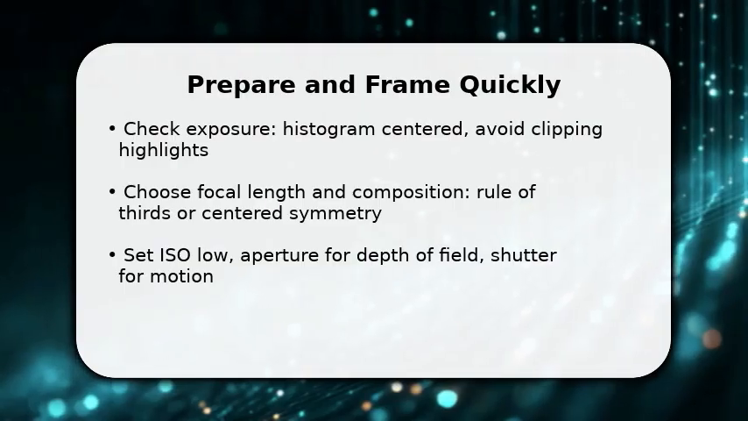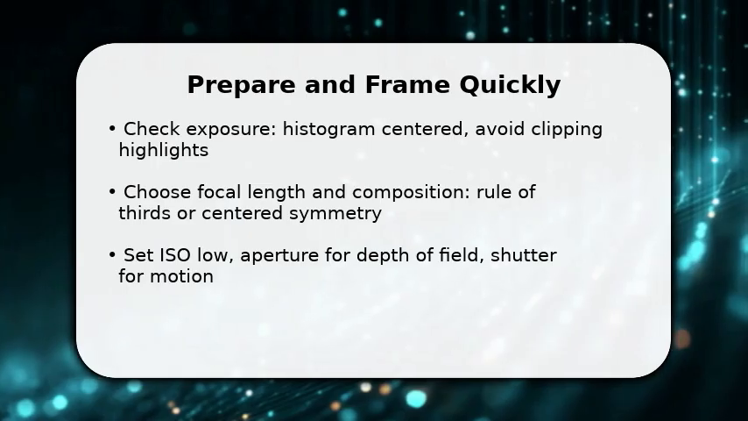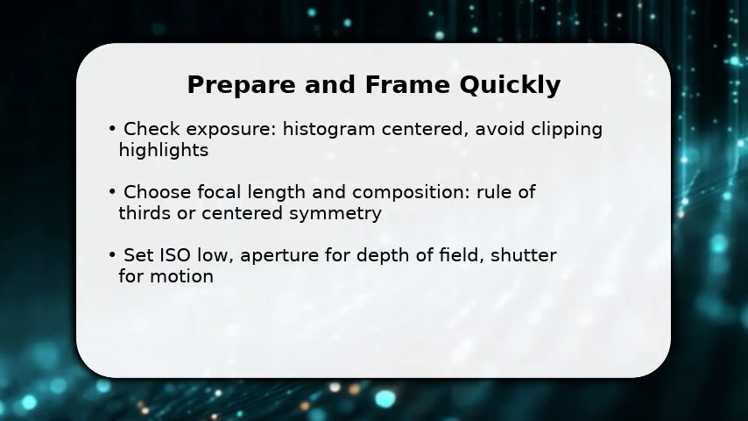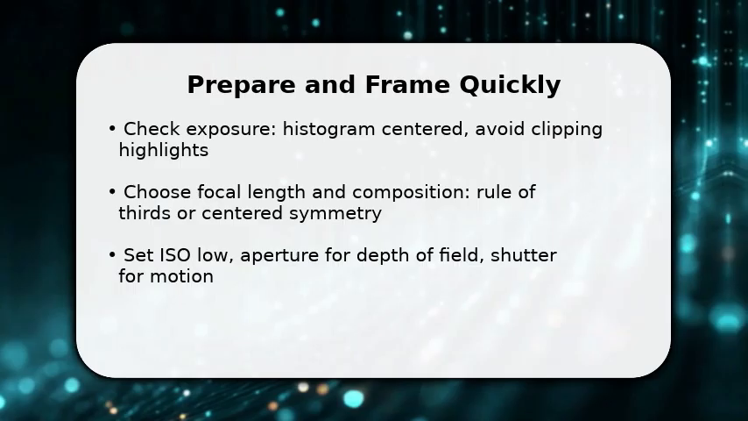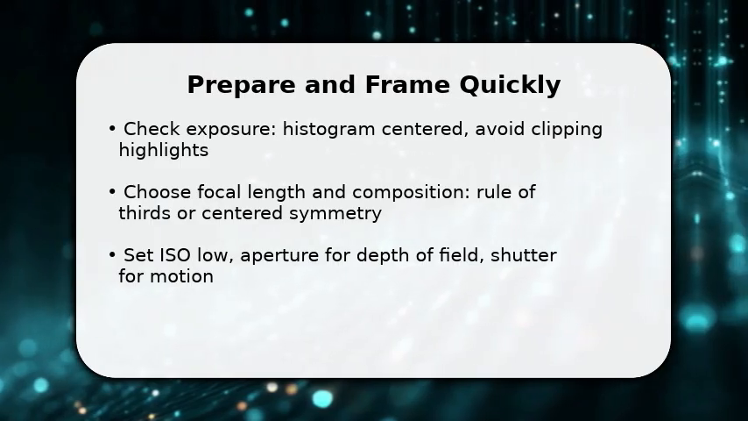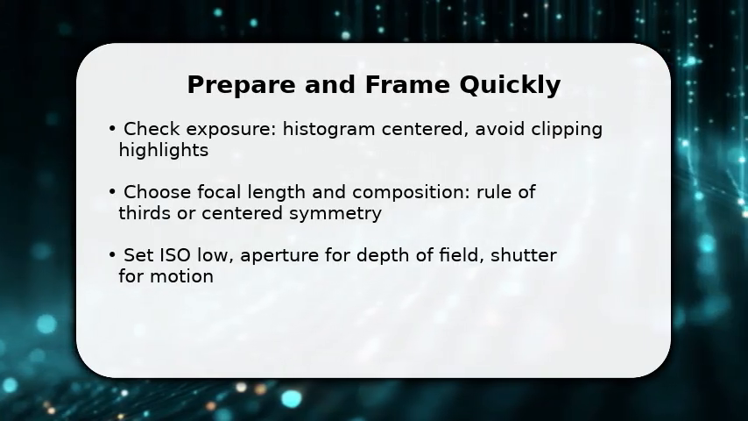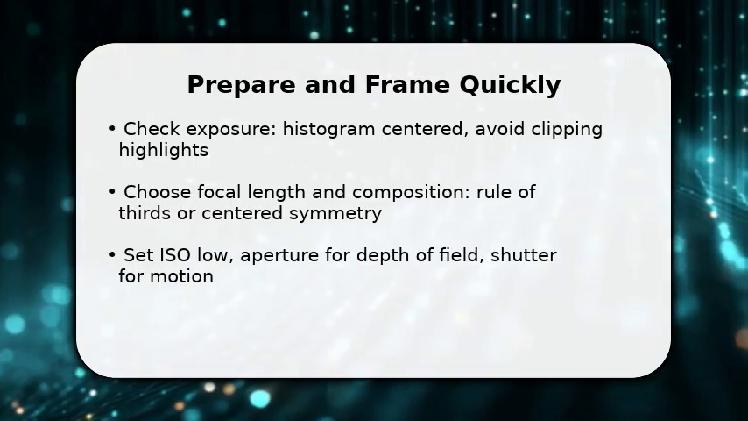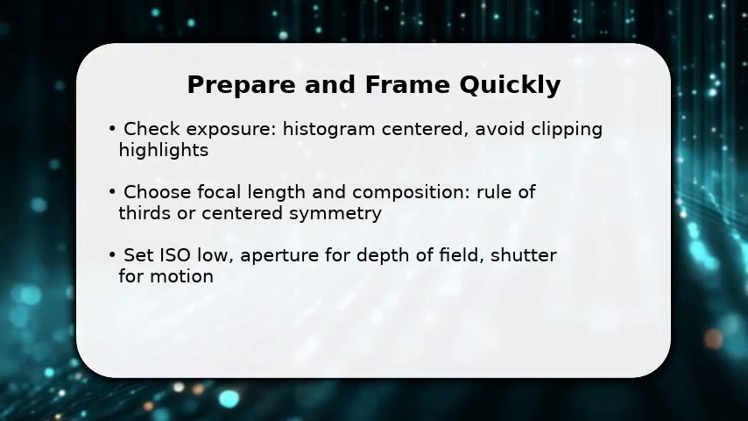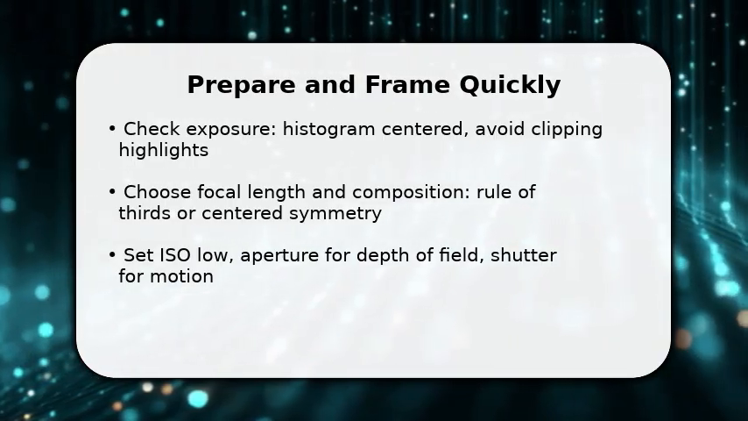You start shooting immediately. Position yourself, pick a clear subject, and confirm the histogram looks healthy so you avoid blown highlights. Once you have composition, use diagonal lines or the rule of thirds, lock exposure with a quick test shot. Make sure ISO stays as low as practical and choose aperture for the depth of field you need.